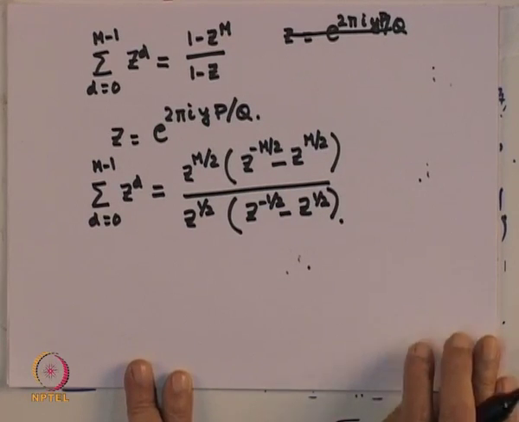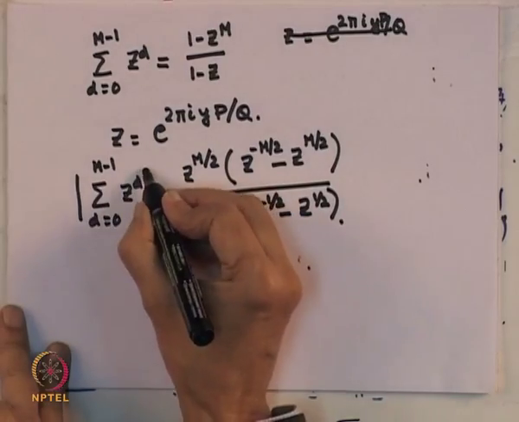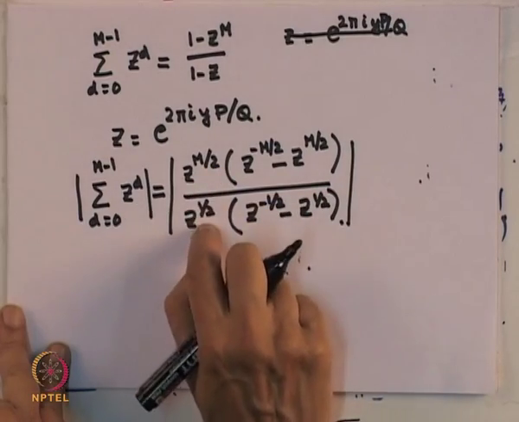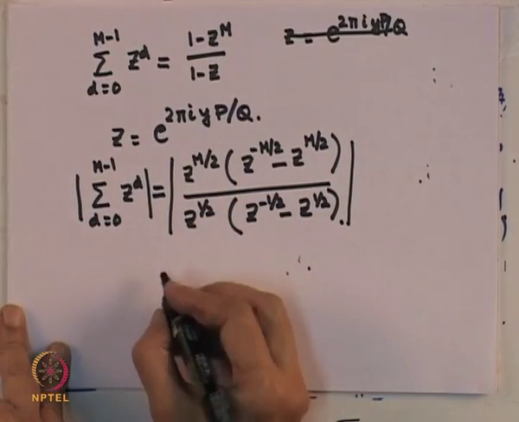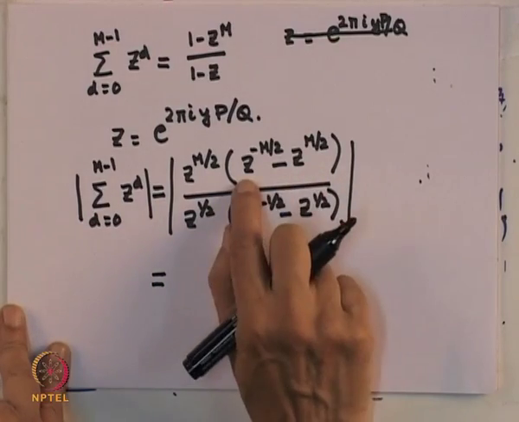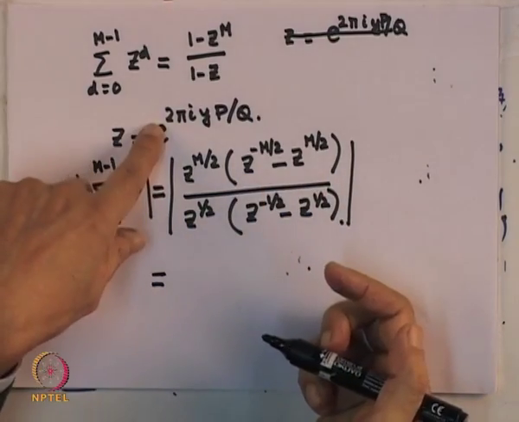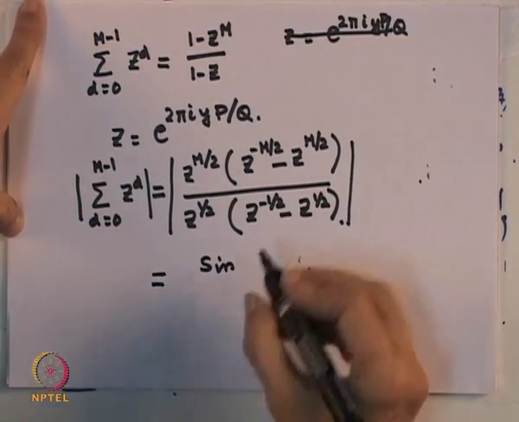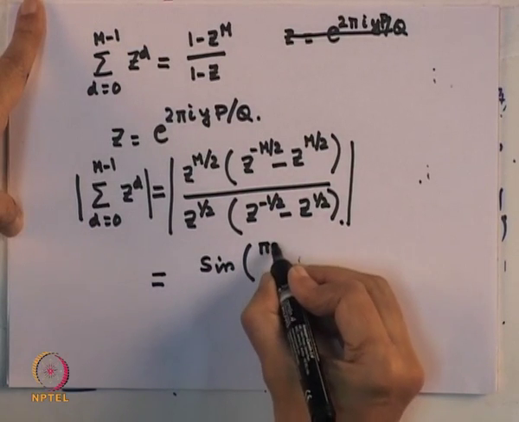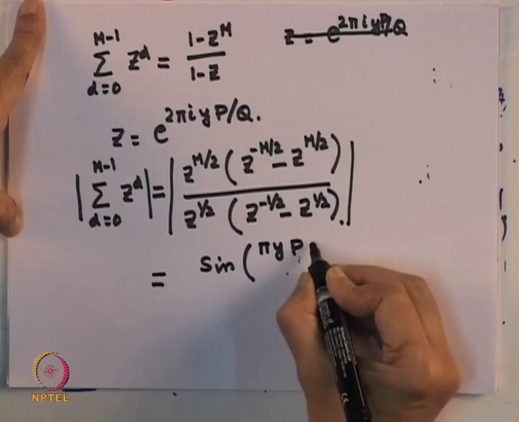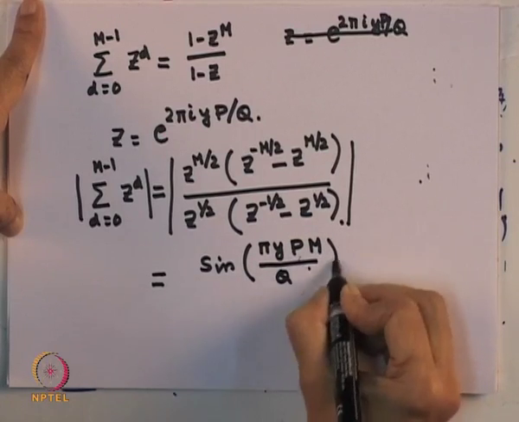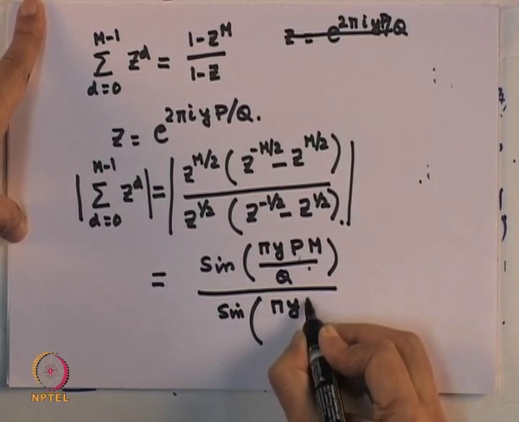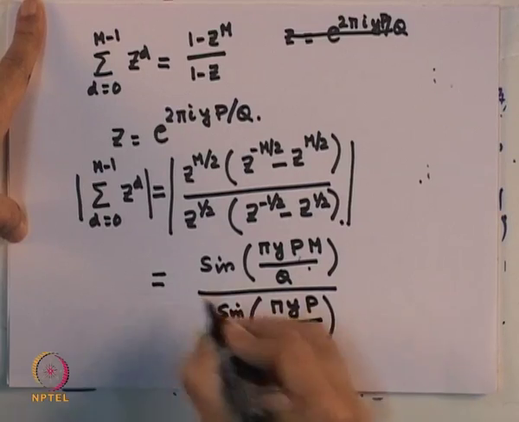So when I take the modulus of such a quantity, because these are unimodular, I get 1 from here, and I am then left with this expression, and since z has this structure, I get this as equal to the modulus of sine of pi y p m by q divided by sine of pi y p by q, and of course modulus there.